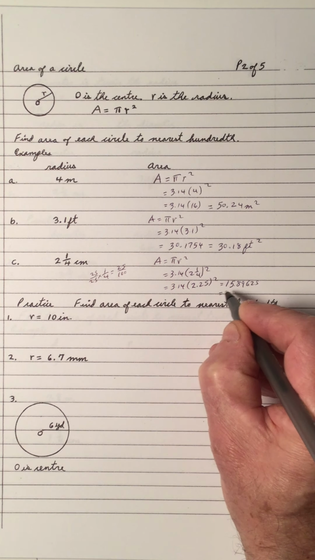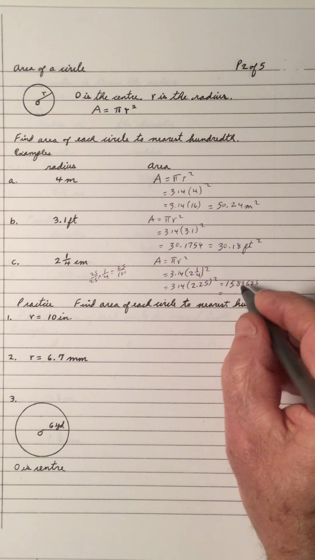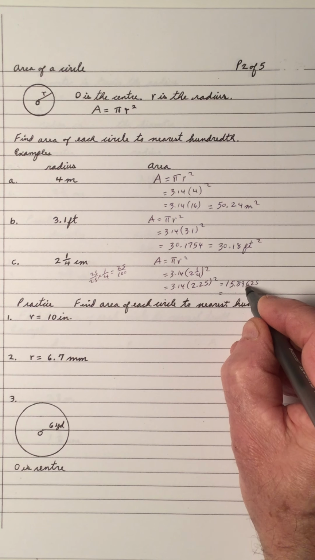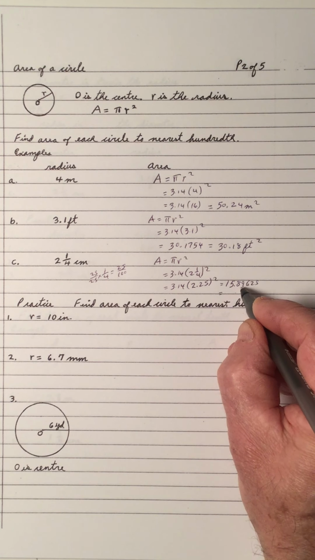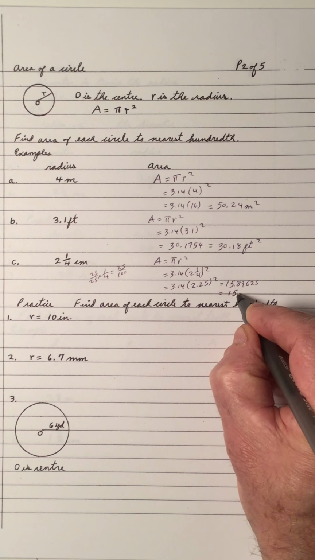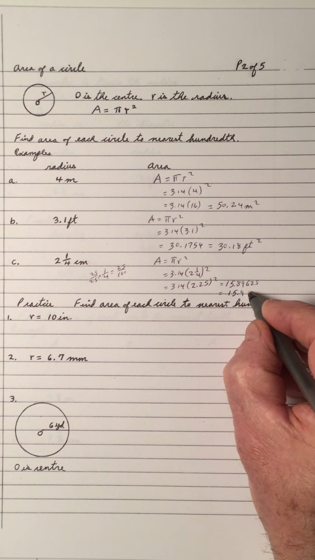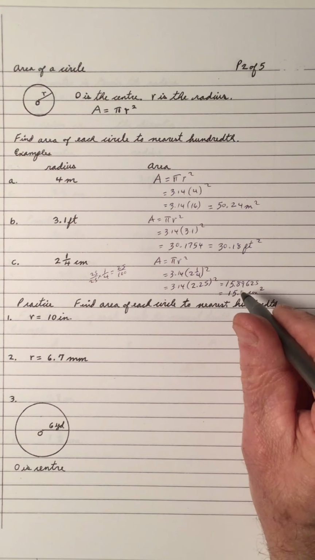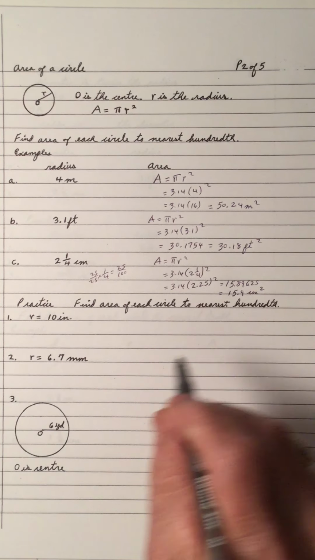15.89625, and you round that to the nearest hundredth. Well, the 8 is in the tenths place and the 9 is in the hundredths place. This digit is 5 or more, so we add 1 to 9 to get a 0. So it's 15.9 to the nearest tenth, and the area is in centimeters squared.